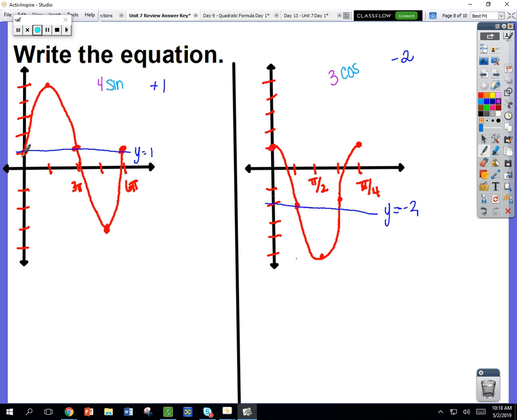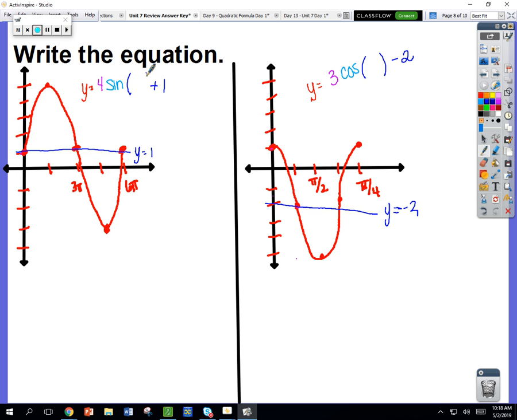This one starts at the origin and goes up, so it's a positive 4. It's not been flipped. This one starts at a max, not at a min, so that's a positive 3. And then it's y equals. The only other thing I have to deal with now is what's inside here.